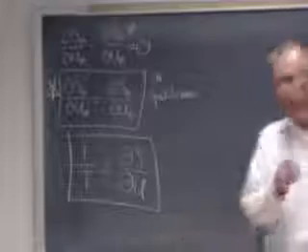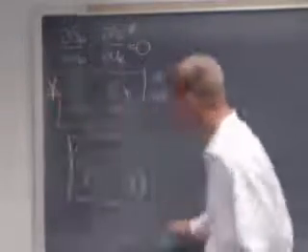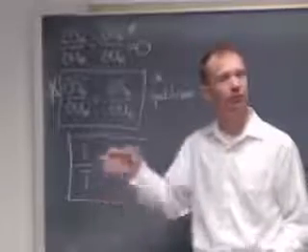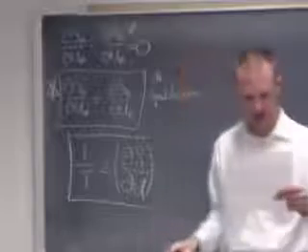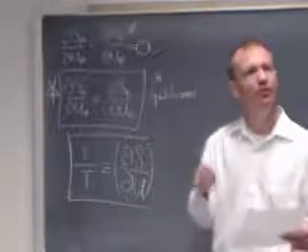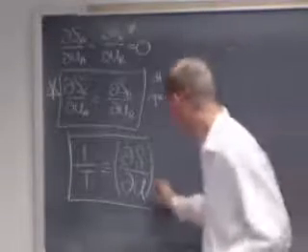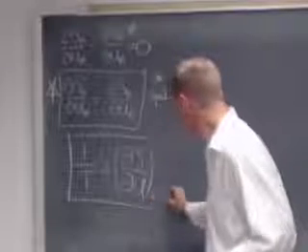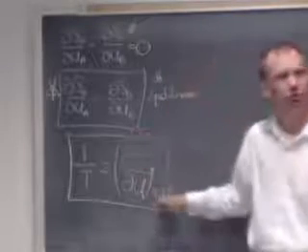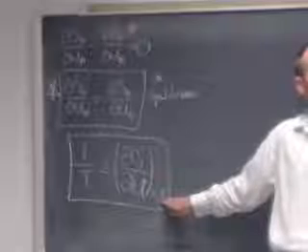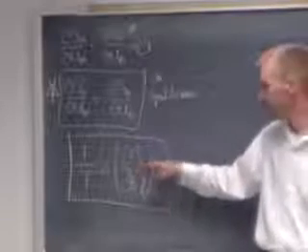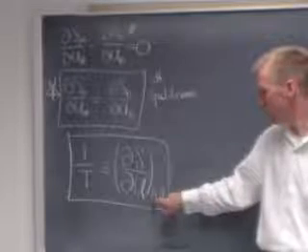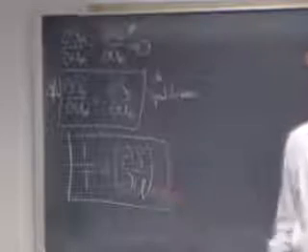Now, actually I should modify this just a little, because I've got a partial derivative here. That means that other variables are held constant. In particular, it means that the number of particles and the volume are constant. So I put those as subscripts after the partial derivative. This notation means partial derivative of S with respect to U when N and V are constant.